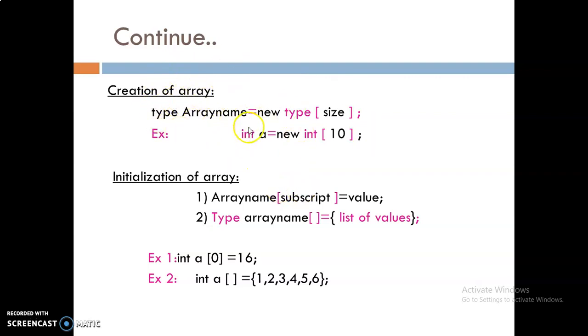Just now we talked about this one. By using new, you can create the array A having the size 10 and the data type is int. This is initialization of array. When I am talking about initialization of array, it means we are giving values to the elements of array. If one element is there, then the indexing starts from A0 and the value is 16 for the first element. And if we are having the value 6 here, it means the size would be 6, that is from A0 to A5.